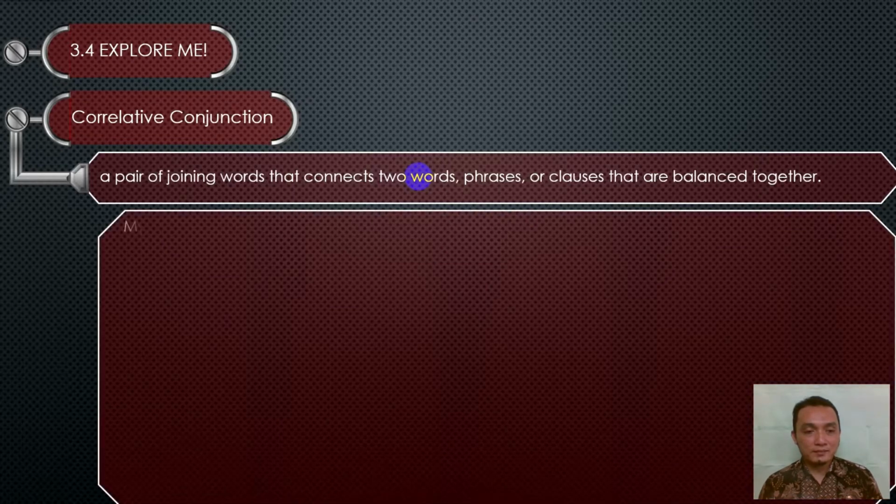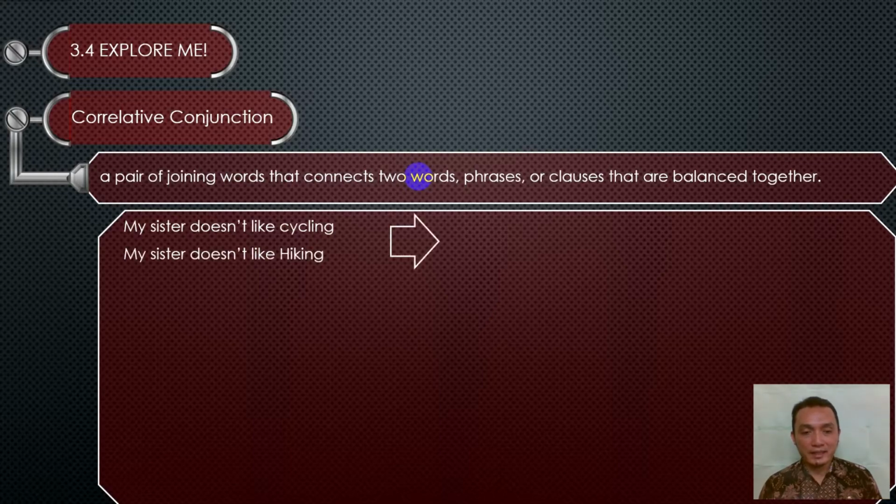And then from this, I would like to give you an example. My sister doesn't like cycling. My sister doesn't like hiking. If you would like to combine these with the same subject but different objects, you should use a correlative conjunction. That will become, my sister likes neither cycling nor hiking.